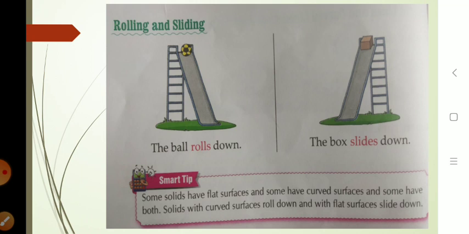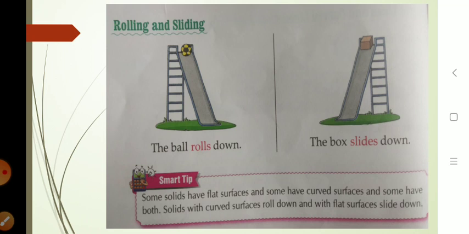Will it go round and round? No, it will go straight. Yes, it will come down straight. That time you can see that the box slides down. The box slides down. Understand? Ball rolls down and box slides down.